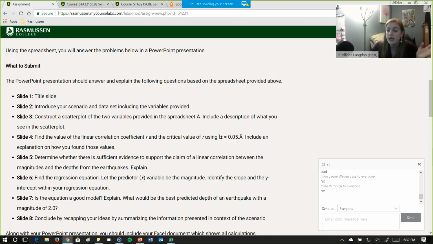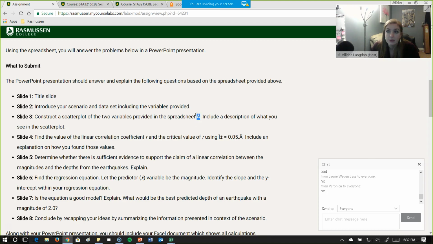There's 8 slides. Slide 1 is your title slide. Slide 2, introduce your scenario and data set, including the variables provided. I already told you the 2 variables, but just talk about them. Slide 3, construct a scatter plot of the 2 variables. So just like you did before, include a description of what you see in the scatter plot.